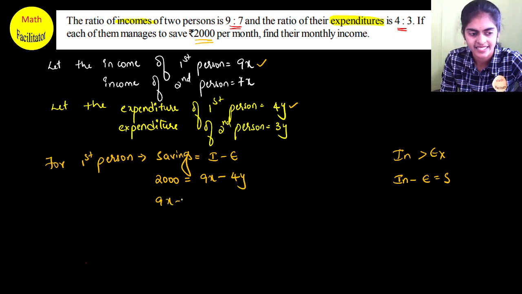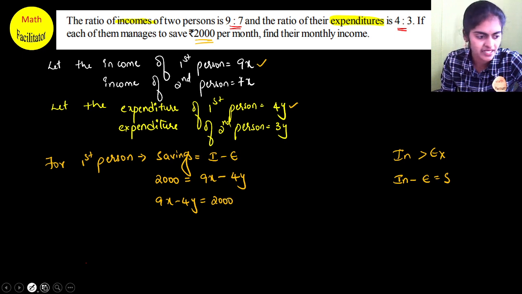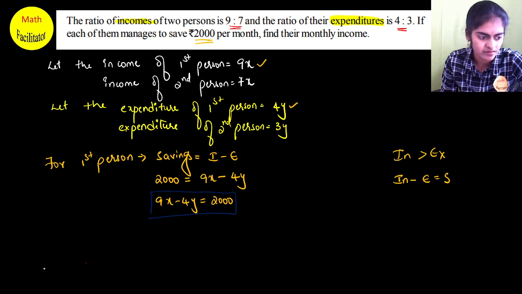So I can write 9x minus 4y is equal to 2000. So this gives me the very first equation. Okay, this is the very first equation. Now see the next one.